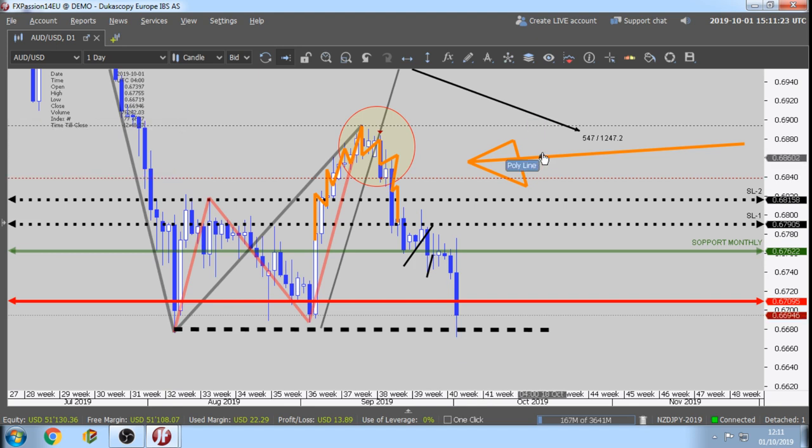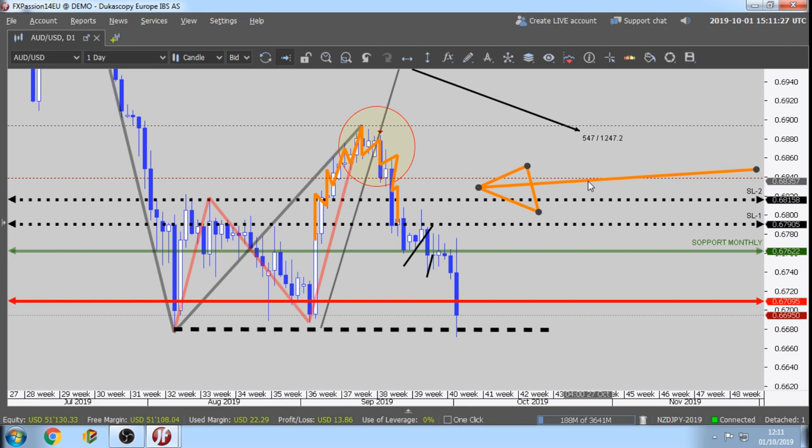Okay, any questions about shorting AUD USD, everybody? Hello Emerson, how are you? Como você está in Portuguese? Any questions about AUD USD shorting the market?